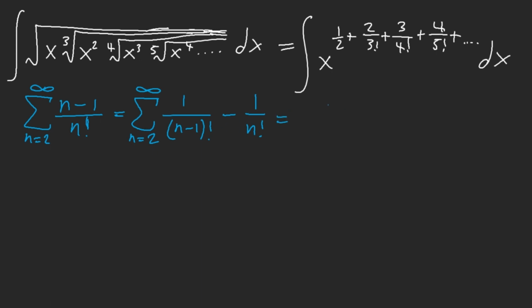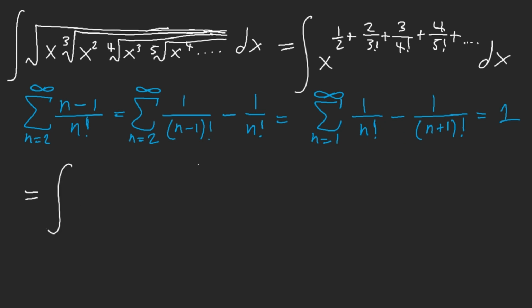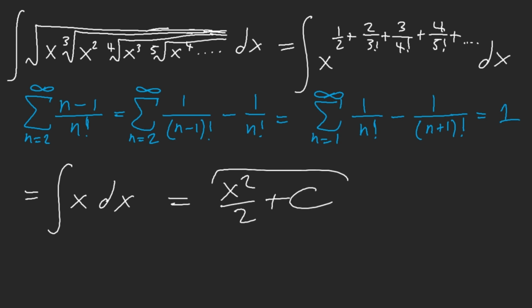We can shift this to n equals to 1. So that's going to be n factorial minus n plus 1. Right? And so with telescoping series, this is just equal to 1. So what we have here, this whole integral, is just x. So our answer is just x squared over 2 plus c.